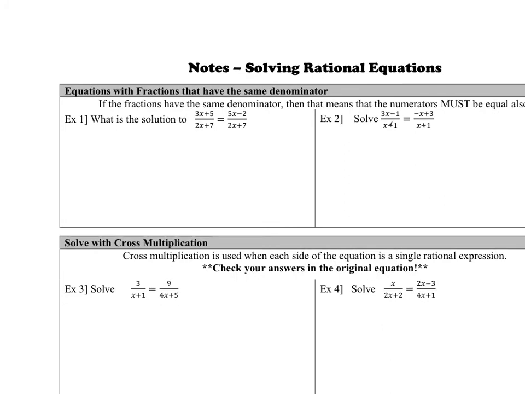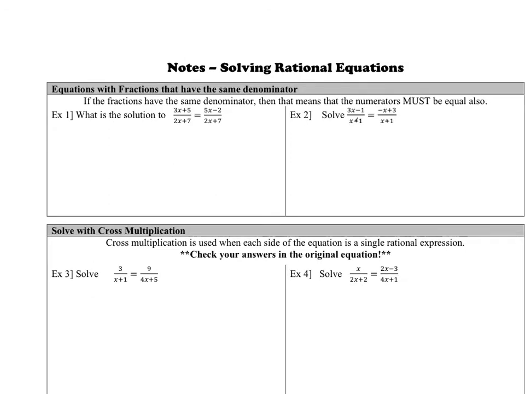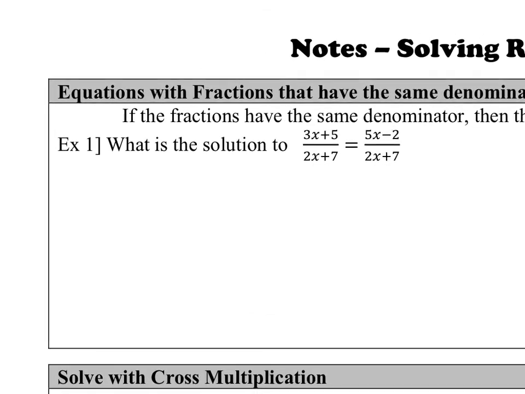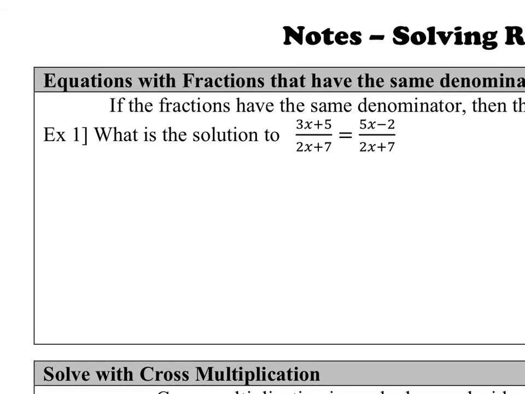So today we are going to talk about solving rational equations. So the first set we have, the simplest version, is if the denominators are the same on both sides of the equation, or across all the fractions. If the denominators are the same, the only way to make these two fractions equal to each other is if their numerators are also the same.